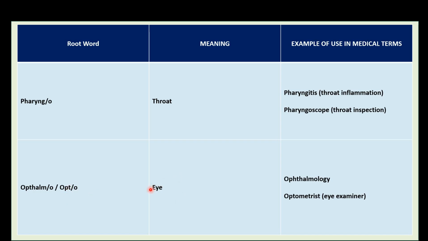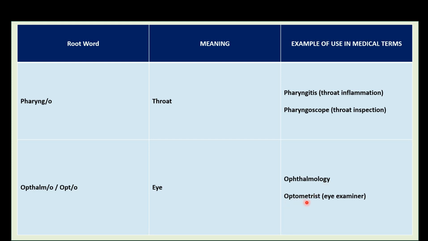Clear? Next root word is ophthalm, ophthalmo, opt or opto, which is related to the eye. Okay, so if there is a discussion related to the eye, then in that case you will find the root word as ophthalm, sometimes ophthalmo, and sometimes opt or opto. Wherever you find this slash, that means either it will be present as pharyng only or as pharyngo. Similarly here as ophthalm or ophthalmo. Clear? For example, ophthalmology. Here the study of the eye is considered ophthalmology.